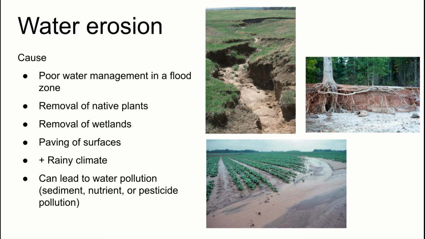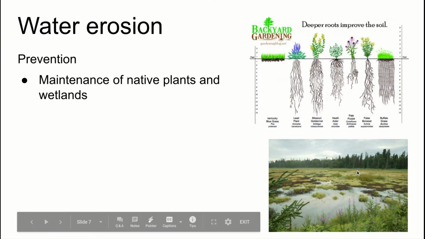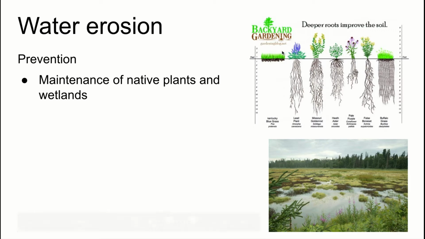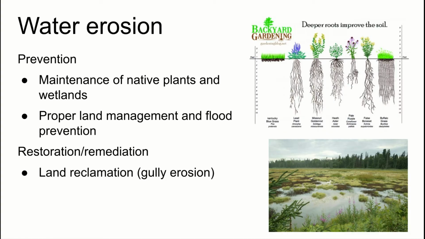So how do we prevent water erosion? Maintain our native plants and wetlands. Maintaining our native plants keeps a cover over our soil. Maintaining our wetlands maintains a flood barrier. Proper land management and flood prevention, especially for urban or suburban areas with a lot of paving. And then what do we do if we have a bunch of water erosion already?